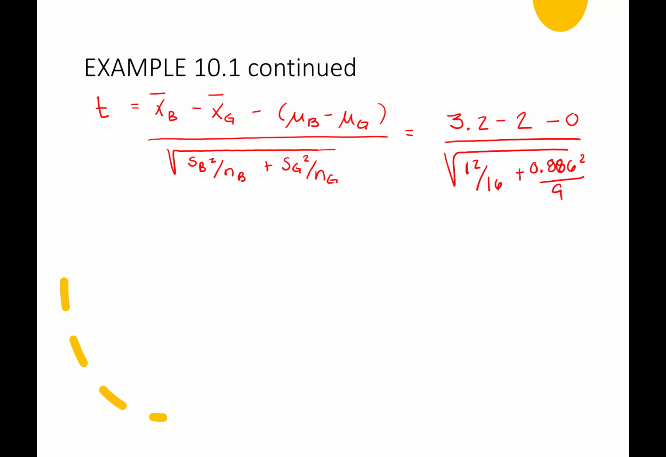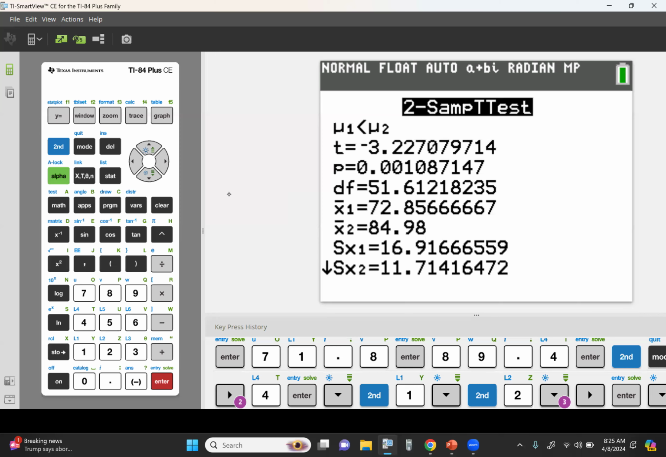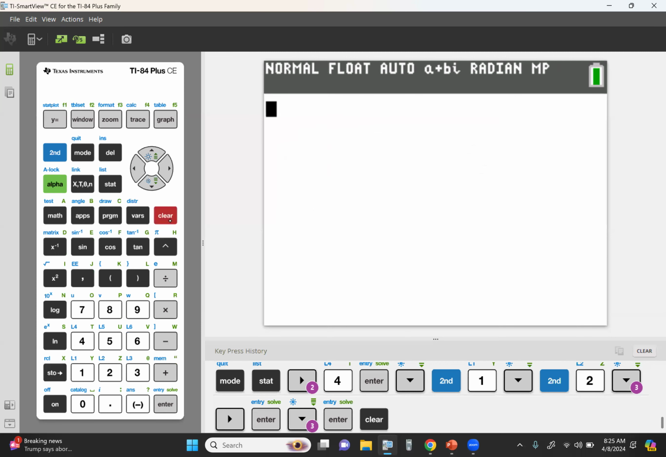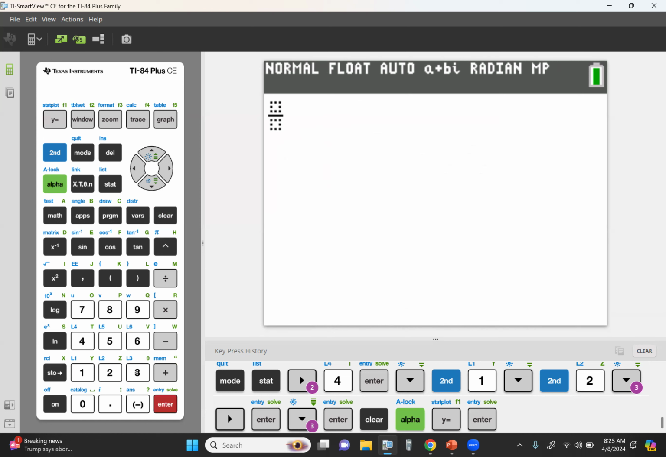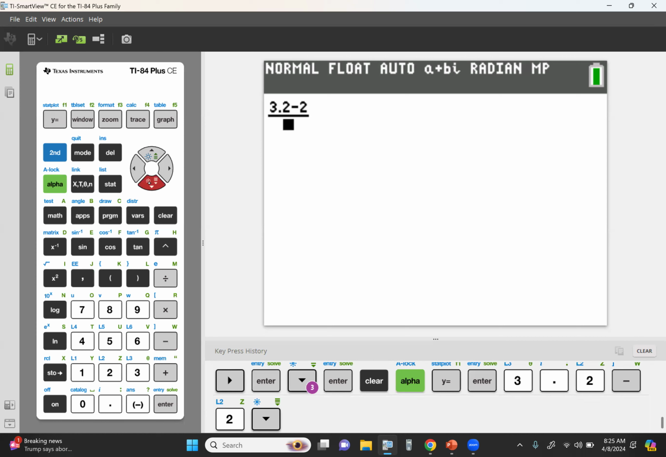And that's a 1 squared, not a 12. All right, so let's hop over to our calculator. I'm going to use my fraction button, which makes things a little easier to keep track of. So I'm going to go alpha y equals number 1. In the numerator, I'm going to put that difference, 3.2 minus 2. And in the denominator, I'm going to use the second square root, and then I can just type this in. It should work out fairly well.